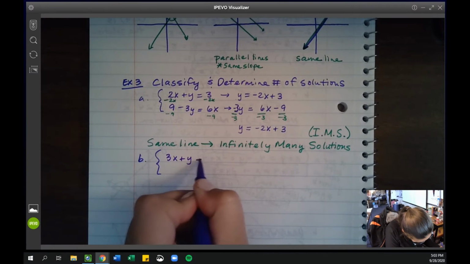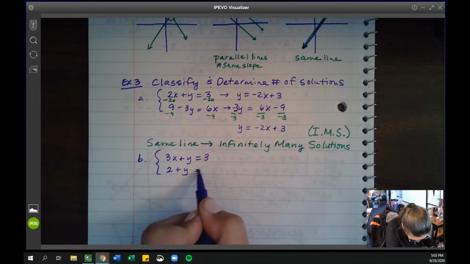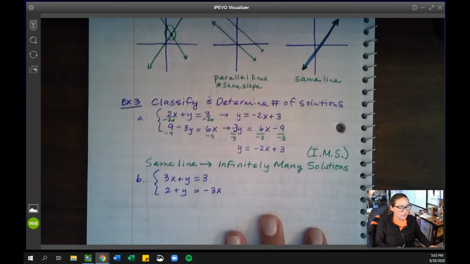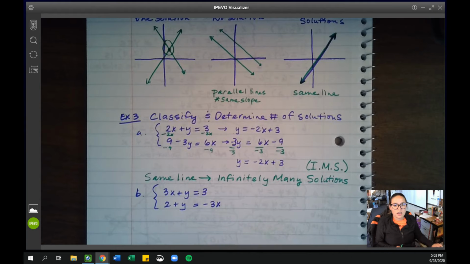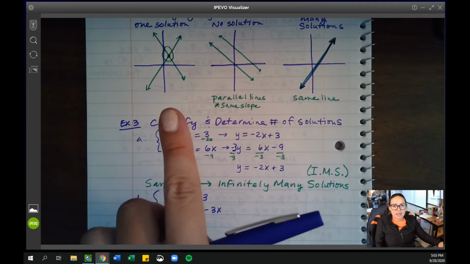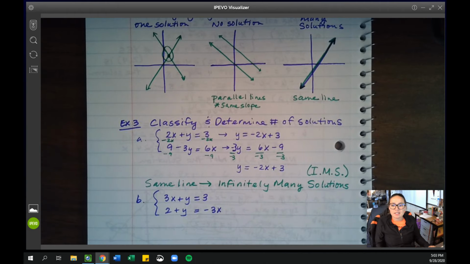All right, let's try another one. 3x plus y equals 3, and 2 plus y equals negative 3x. And in fact, I would like you to try this one on your own. So you're going to solve both of these for y, and then decide if it's going to be a system with one solution, no solutions, or infinitely many solutions. So go ahead and pause the video and check back when you're done.